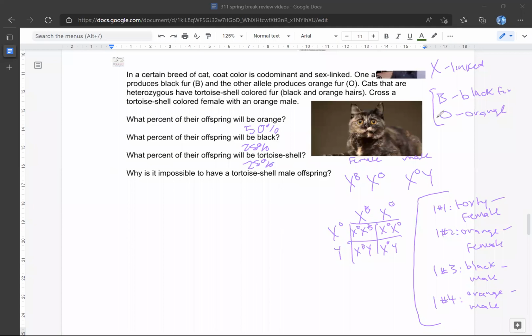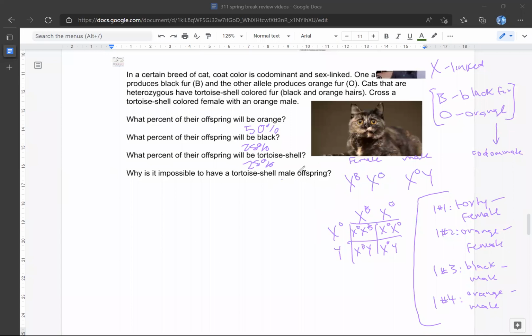It's because the fur locus only exists on the X chromosome. It is X-linked. Tortoiseshell fur is the result of the codominant relationship between black and orange alleles at the fur locus. Codominant. So you have to have both a black and an orange allele to be tortoiseshell. Because these are linked to the X chromosomes, you'd have to have an X chromosome that carries the black allele and an X chromosome that carries the orange allele.